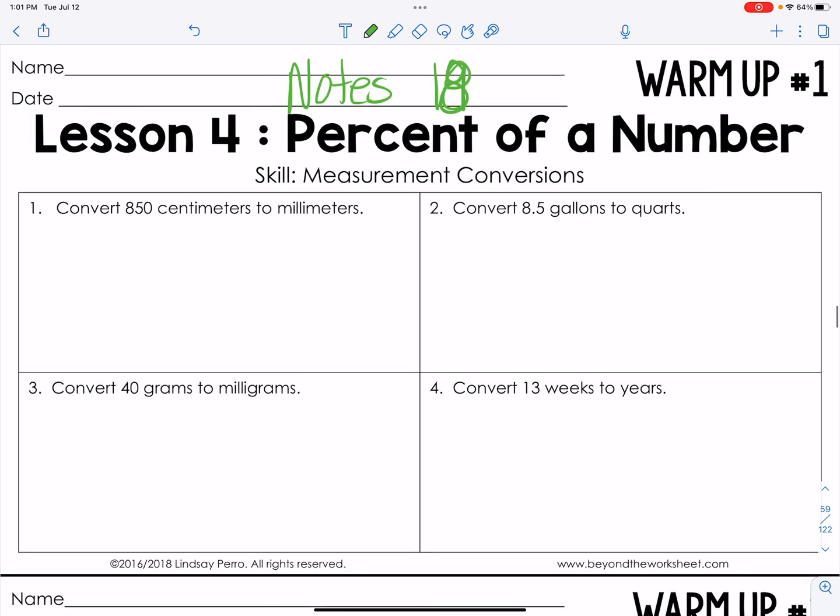So we're flipping back. Okay, I would like you to pause the video and use your notes, and you can go back and look at your conversions. Okay, so I would like you to do 1, 2, 3, and 4 on warm up 1. 1, 2, 3, and 4.